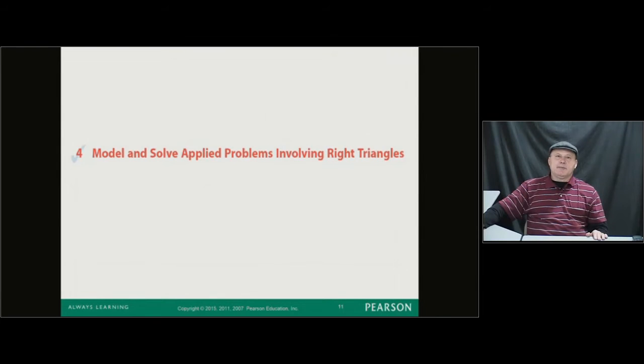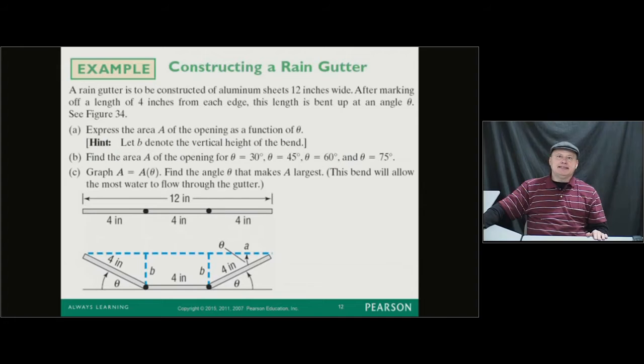Hello, in this discussion we'll be talking about modeling and solving applied problems involving right triangles. So, the dreaded word problems. We're going to begin with a piece of metal that's 12 inches long, and we're going to bend it up as shown in the bottom picture. So the thetas are on the bottom.